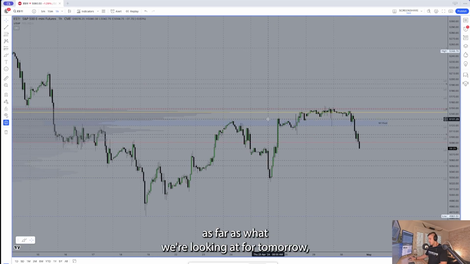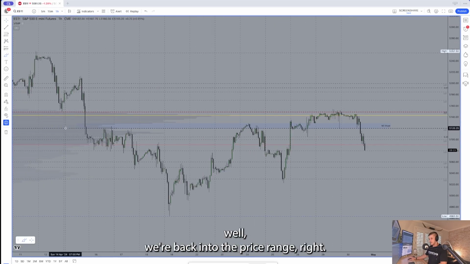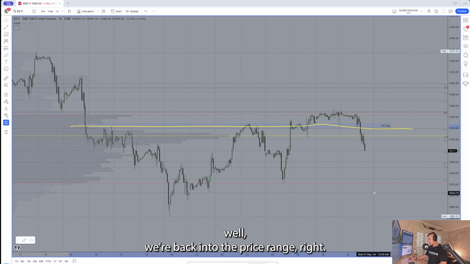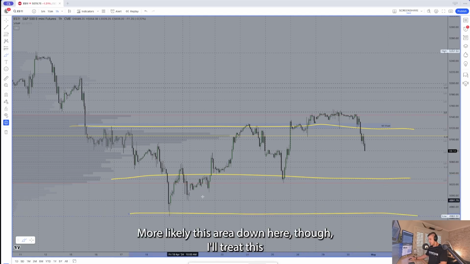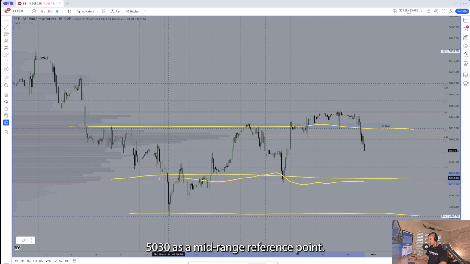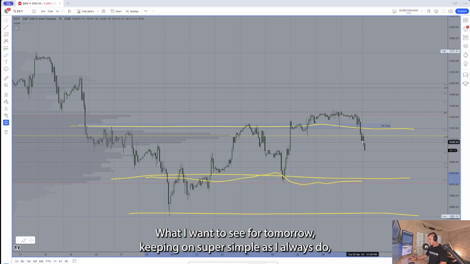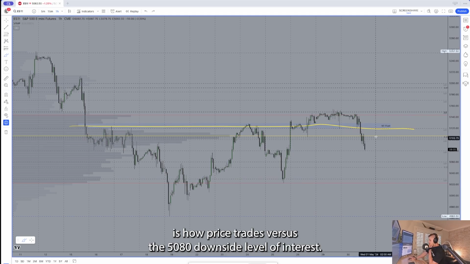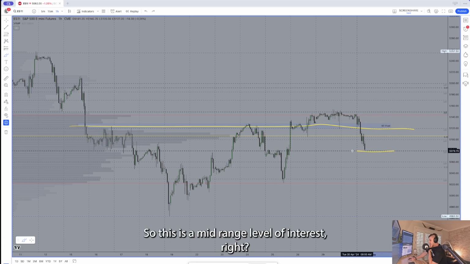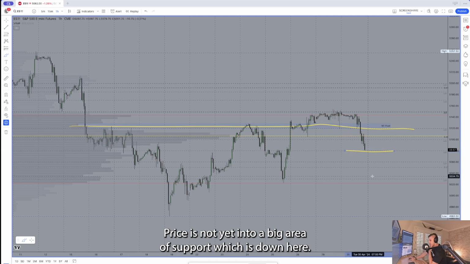As far as what we're looking at for tomorrow, well, we're back into the prior range, right? 51.20 by essentially 50.30, more likely this area down here though. I'll treat this 50.30 as a mid-range reference point. What I want to see for tomorrow, keeping it super simple as I always do, is how price trades versus the 50.80 downside level of interest. So this is a mid-range level of interest, right?